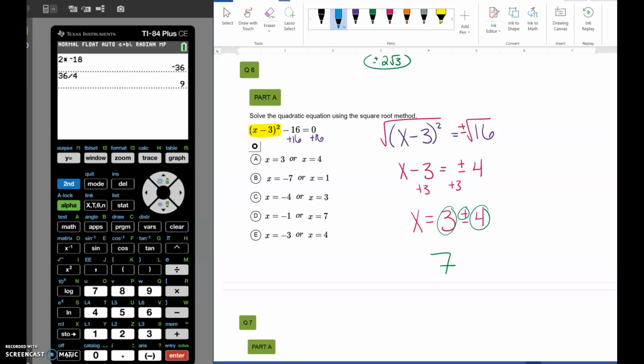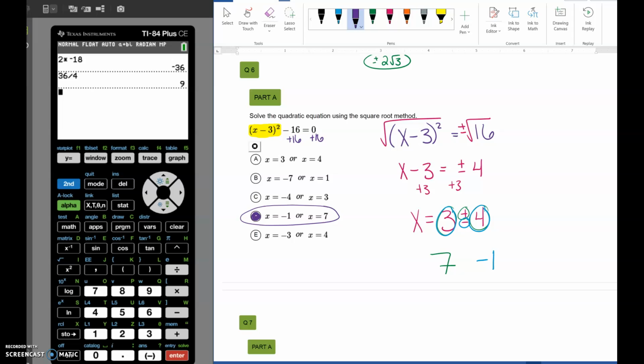Do the problem again using minus. 3 minus 4 is -1. So our answers are 7 and -1. That would be this answer choice right here.